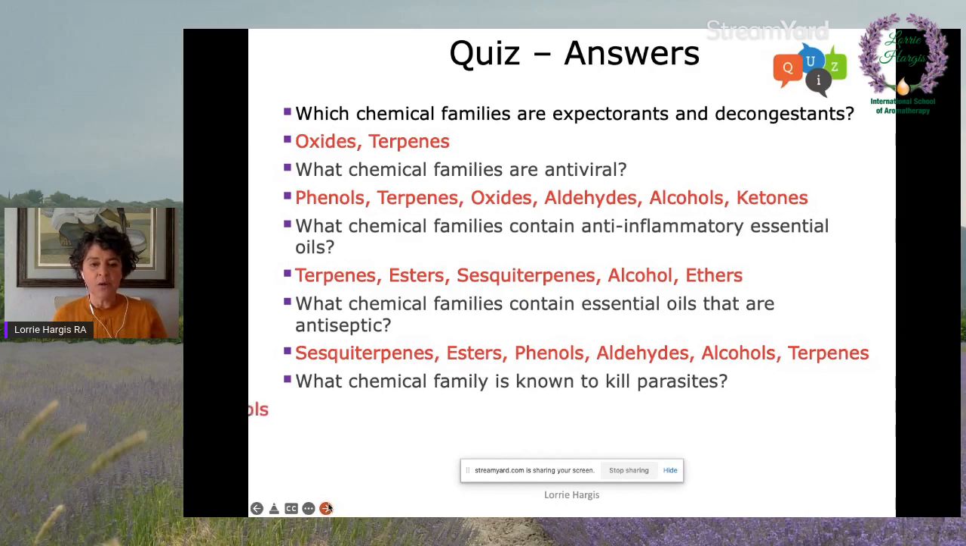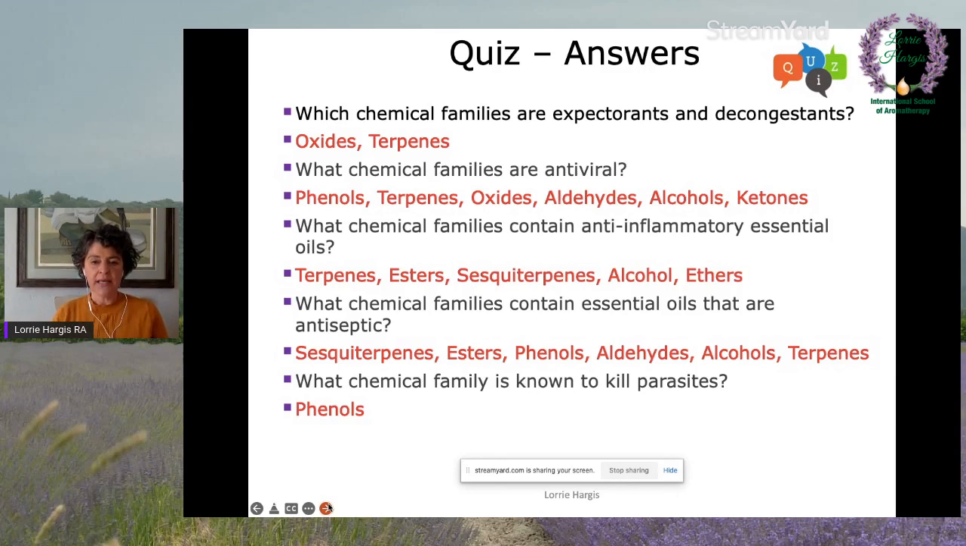What I did is I picked phenols, and the reason I picked phenols is because they're known for that more than other families, and they're more powerful. It doesn't mean the other ones won't work on parasites either, but when you've got thymol from thyme, carvacrol from oregano and savory, and eugenol from clove, you're going to have a very quick and good result.